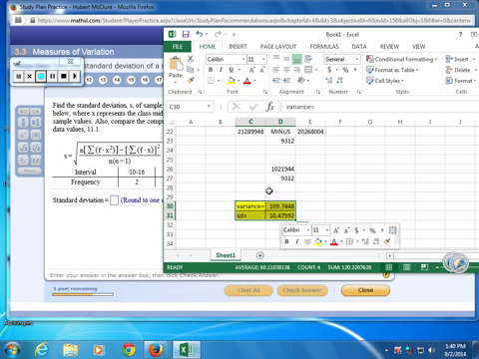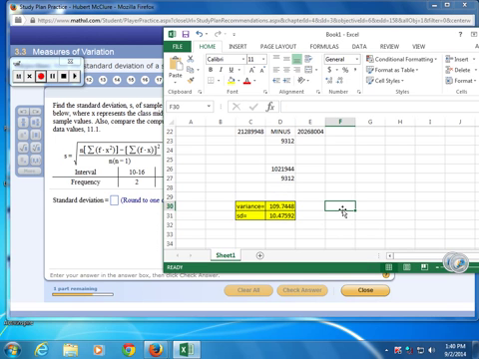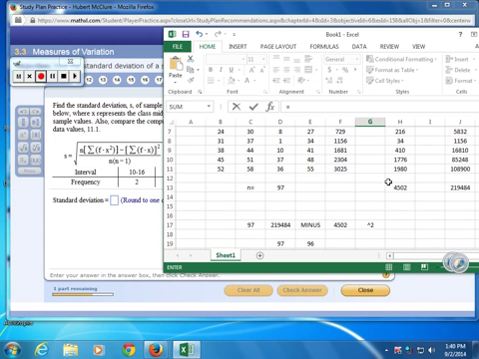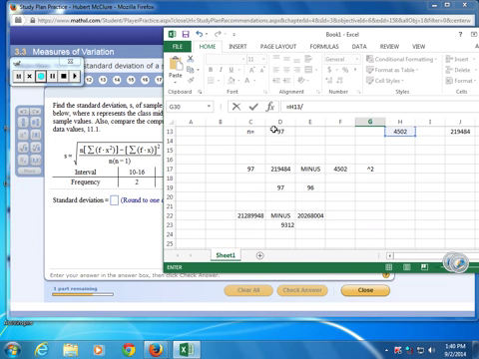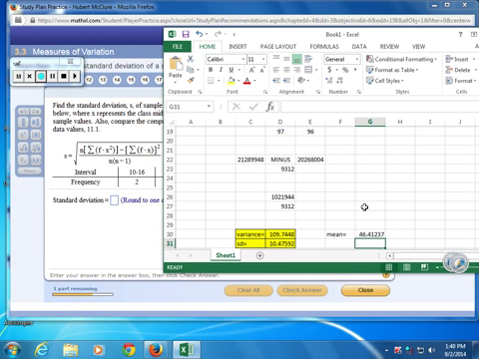Y'all settle down, okay? Don't get too excited. Mean is equal to the summation of what? F times X, Hubert. Yep. Divided by what? N. And there is your mean.